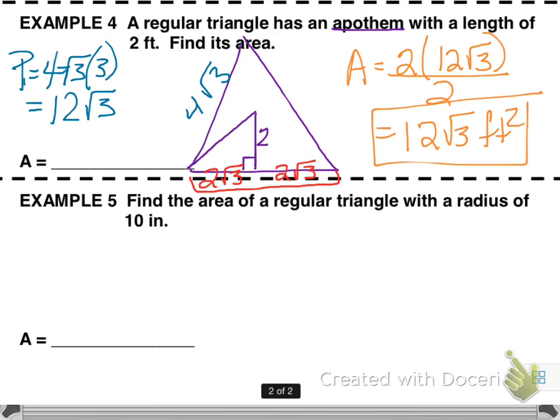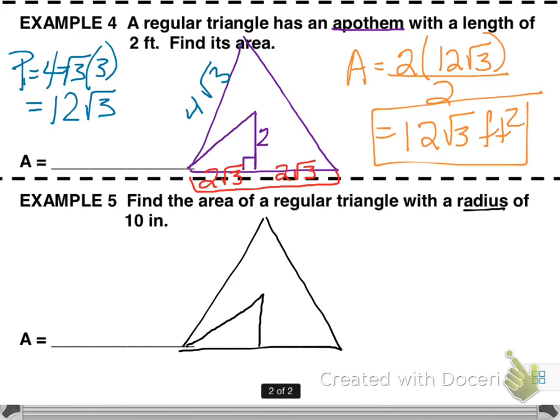Alright, we're almost done. Example 5 wants us to find the area with a radius of 10. And if we go back and look at the first page of our notes for the labeling, the radius is technically the hypotenuse of the 30, 60, 90. It extends from the center of the triangle to a vertex. So since we know that, that's twice the length of the apothem. So now we know the apothem is 5. We know that the longer leg is 5 square roots of 3.